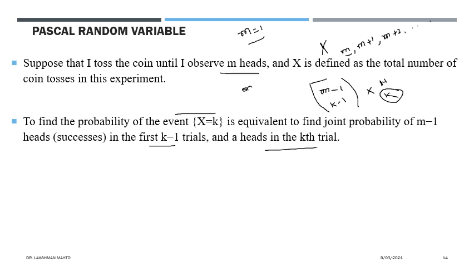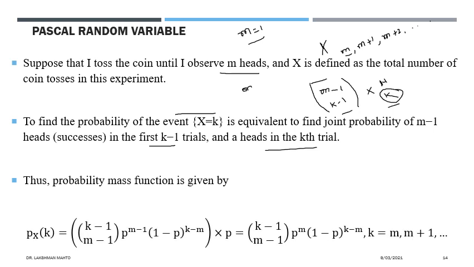So this joint probability is the product of these two probabilities. Do the product of these two probabilities and you will get the probability mass function of Pascal random variable. So just simplify it. It is talking about m minus 1 successes in k minus 1 trials. So it is just given by binomial random variable, and in kth trial we are observing one more success. In total we are having m number of successes in k trials. So this probability is given by this Pascal distribution. You can say that it is the probability mass function for Pascal random variable.